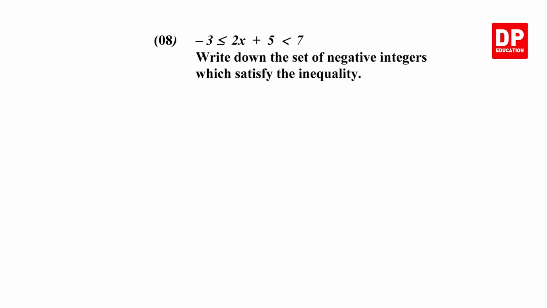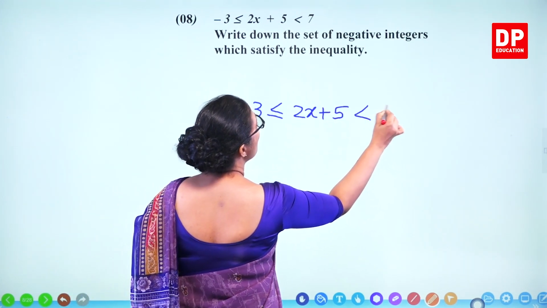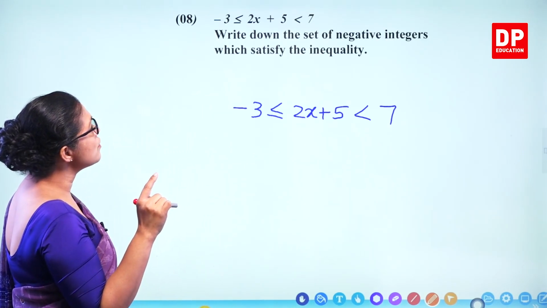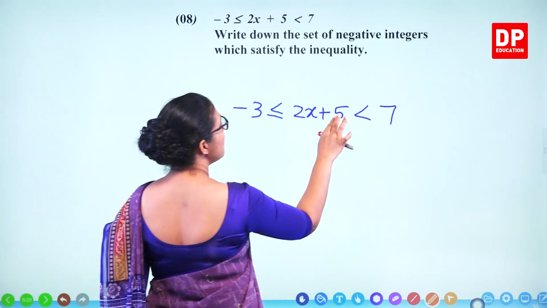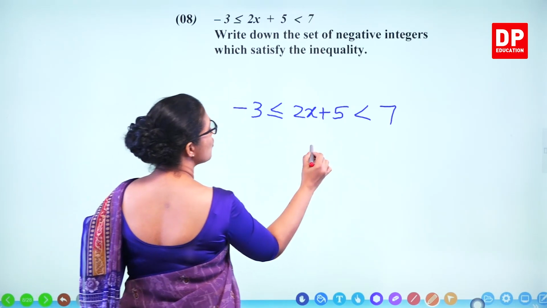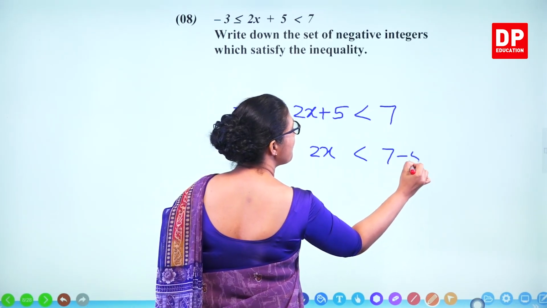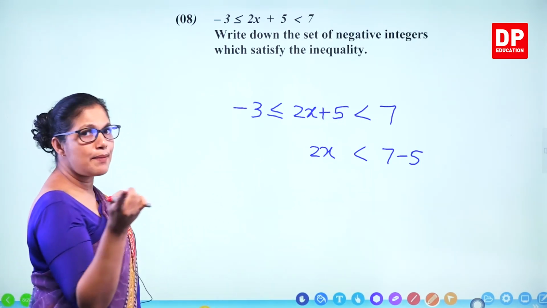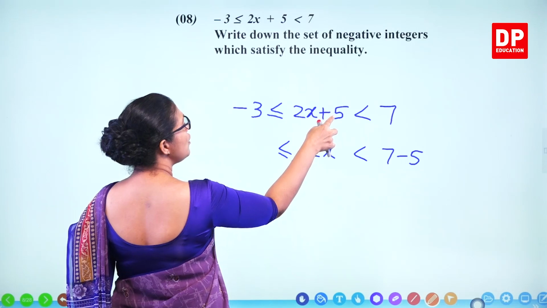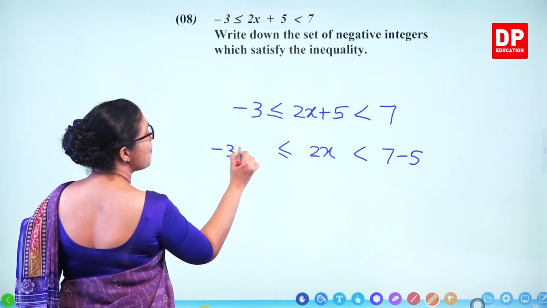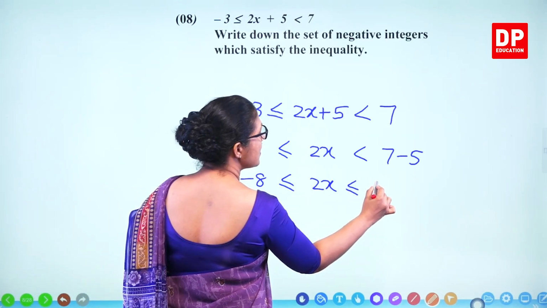Question number 8. You have given inequality like this and you are asked to write down the set of negative integers which satisfy the inequality. So, we'll take 5 to both sides. So, we'll keep this one 2x. If you are doing this one, so you are subtracting 5 from here. Plus 5, when you take it to the other side, becomes minus 5. Now, you have to do the same thing. When you think about this one, when you take 5 to this one side, minus 3, minus 5. So, what you get? Minus 8 is equal to 2x and 7 minus 5, 2.